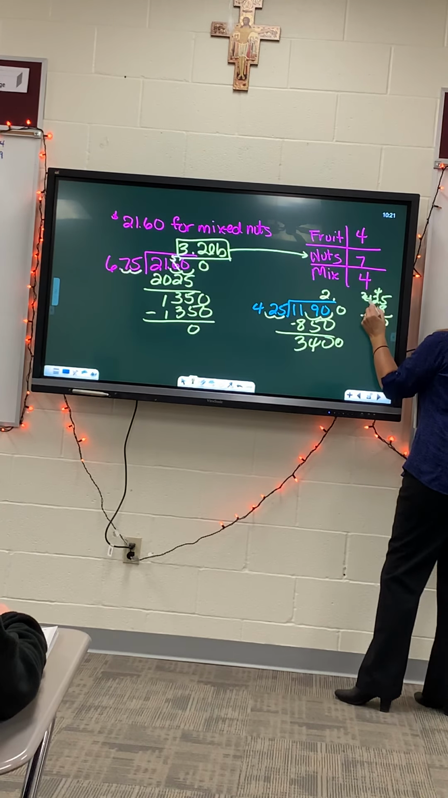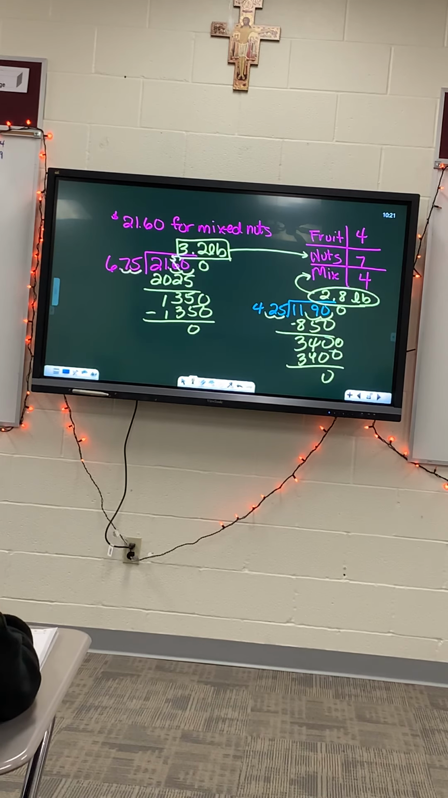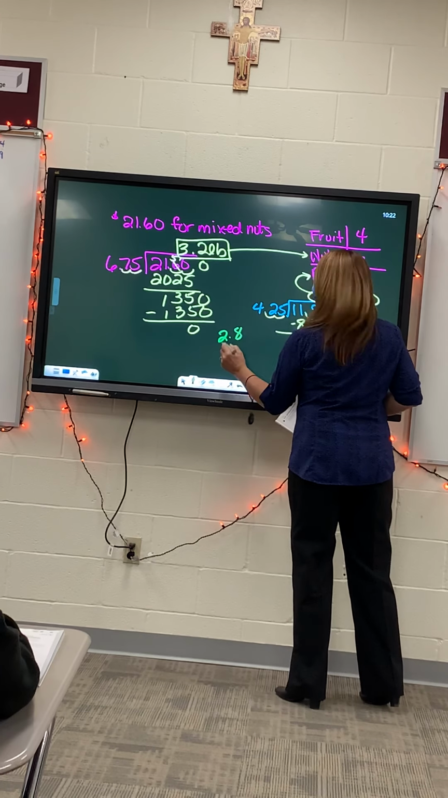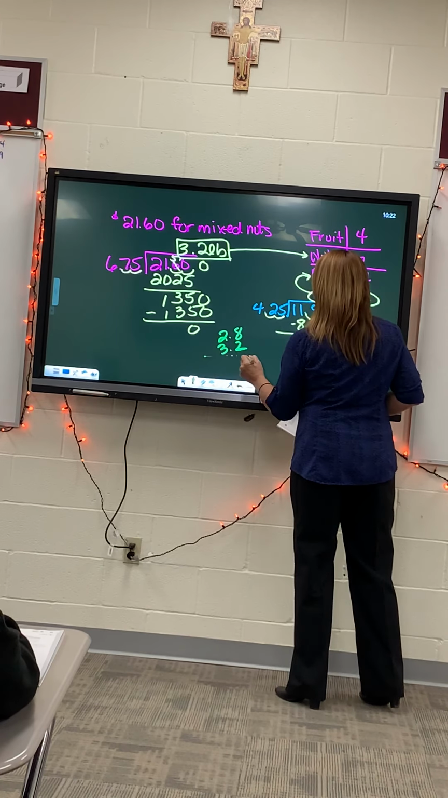So let's backtrack. So she goes to the store, she spends $21.60 on nuts, which we found is 3.2 pounds. She spends $11.90 on dried fruit, which we found is 2.8 pounds. The question said she wanted to buy a total of 6 pounds. Did she? How do we know? We add them up. So 2.8 plus 3.2. What is that?